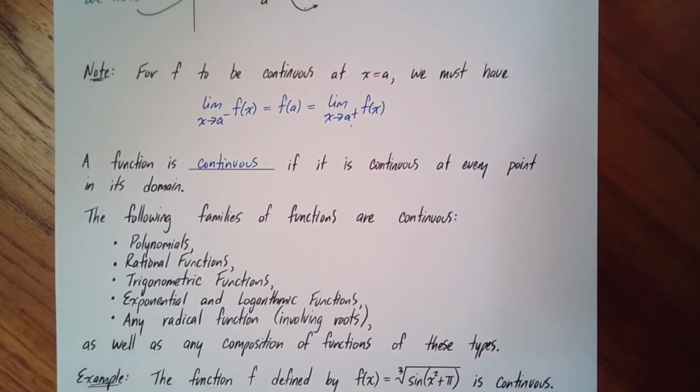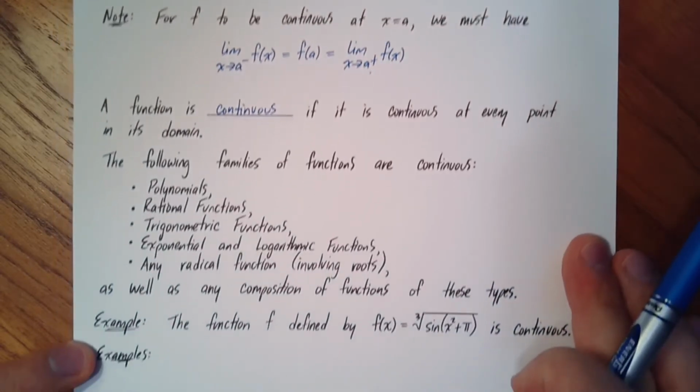And if someone tells you that they've got a function that's continuous, what they're really telling you is that it's continuous at each point in its domain. And a lot of functions have that property, that they're continuous at every point in the domain. So here's a list.